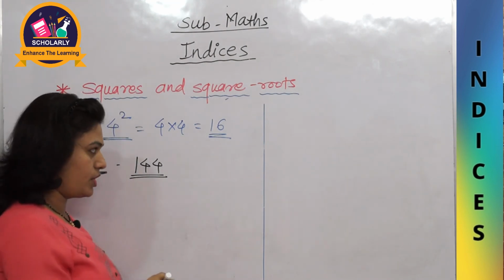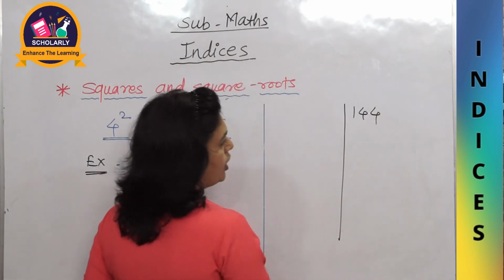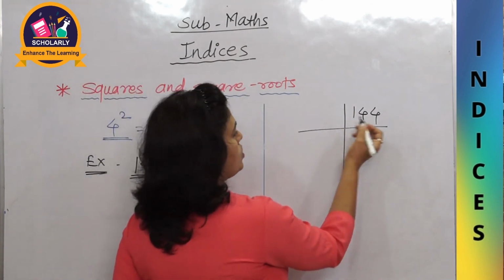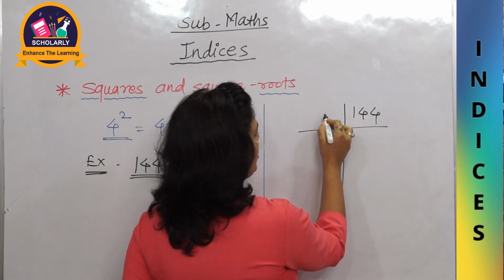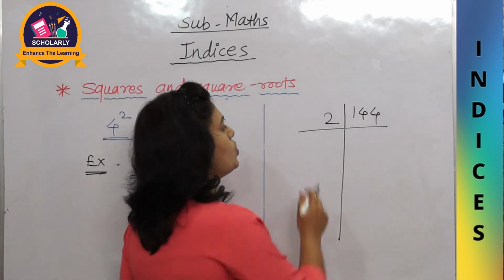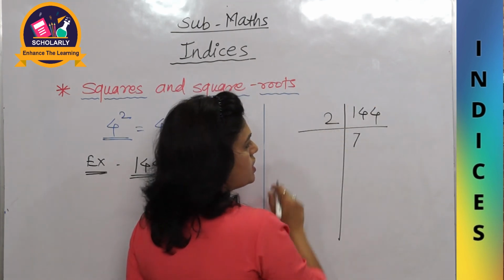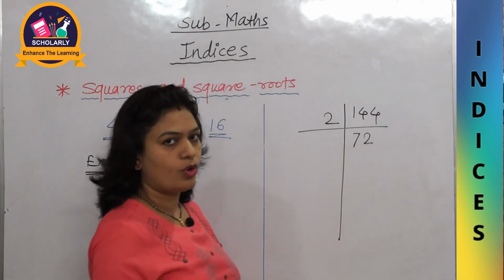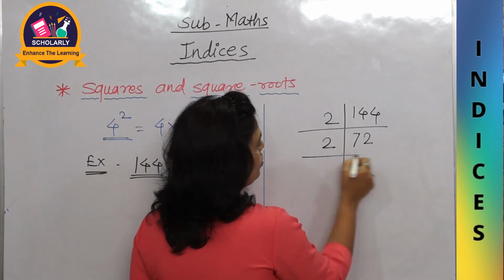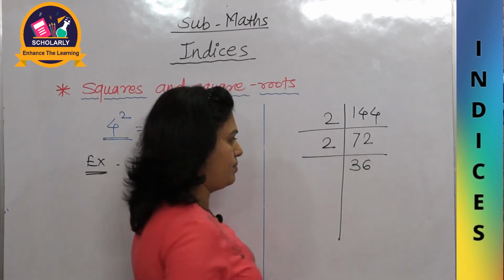By factorization method. Just see here, I have written this number like this, 144, and I am going to write the factors of this number. So first start with our prime number 2, as 144 is an even number. So let's start with 2. If we divide this 144 by 2, what will you get? 2 sevens are 14 and 2 twos are 4. 72 again is an even number. Divide this by 2. 2 threes are 6 and 2 sixes are 12.